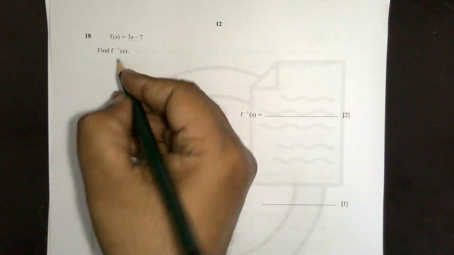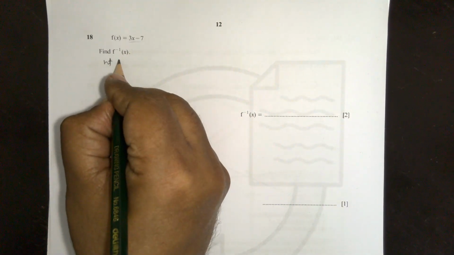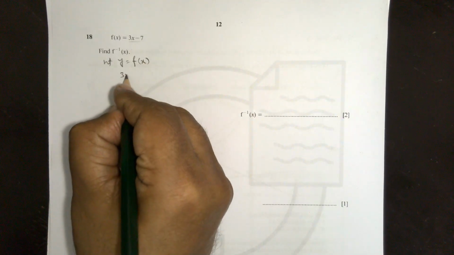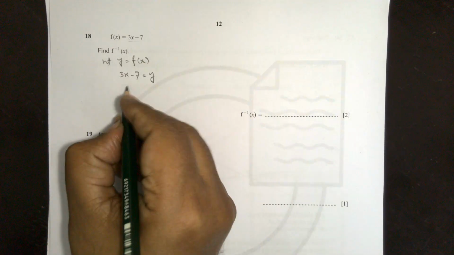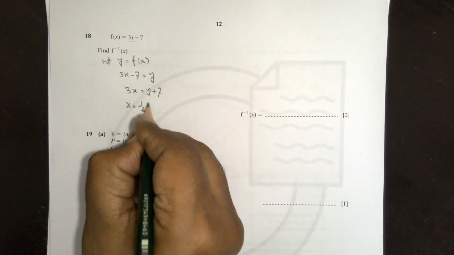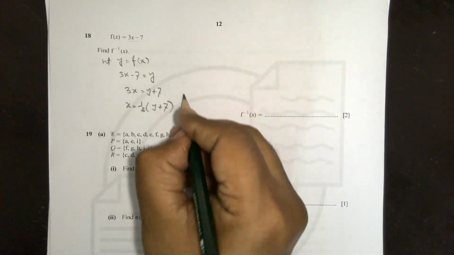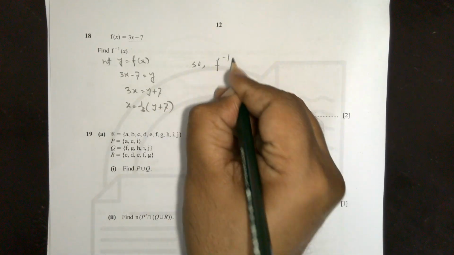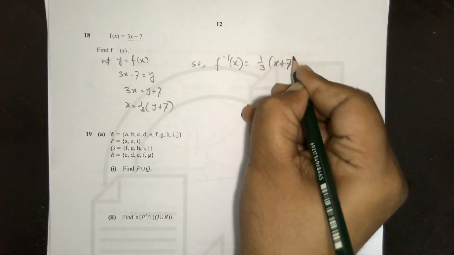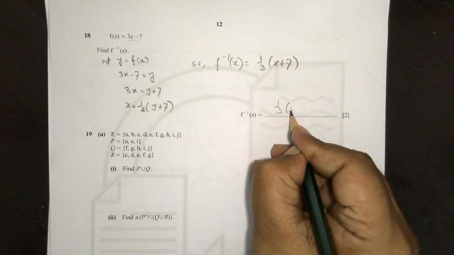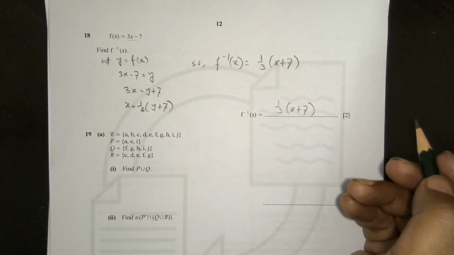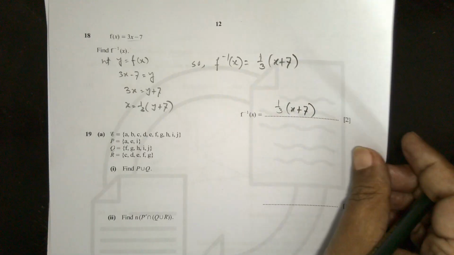Let y equal f(x). So what can I write? 5x minus 7 is equal to y. So 5x is equal to y plus 7. Hence x is equal to 1/5 of y plus 7. So I will write our f inverse of x is equal to 1/5 of x plus 7. Clear? Yes, that's clear.